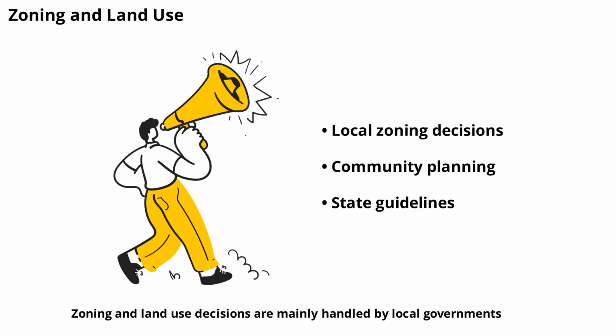Zoning and land use decisions are mainly handled by local governments. They decide how land can be used, where buildings can be constructed, and what types of businesses can operate in certain areas. States may set broad guidelines, but local officials make the detailed decisions that shape communities.